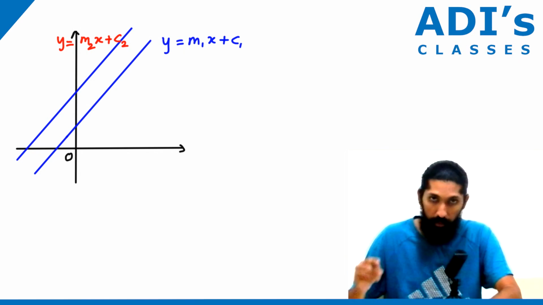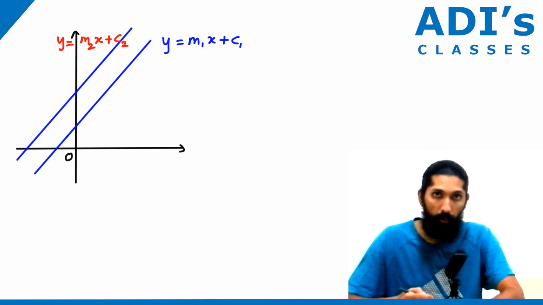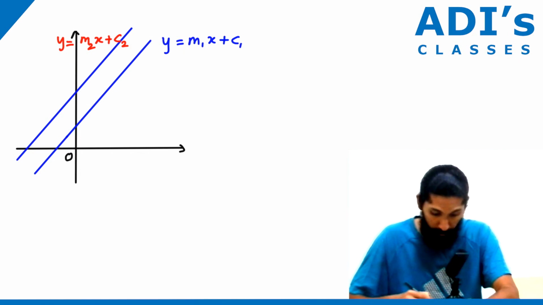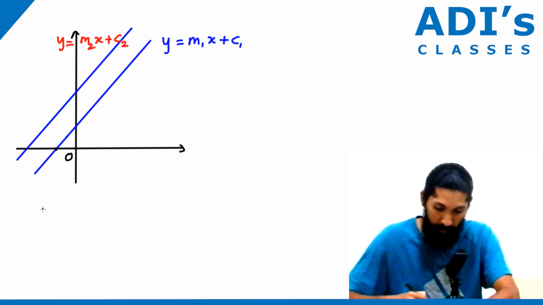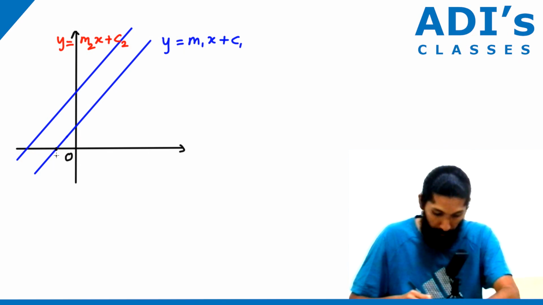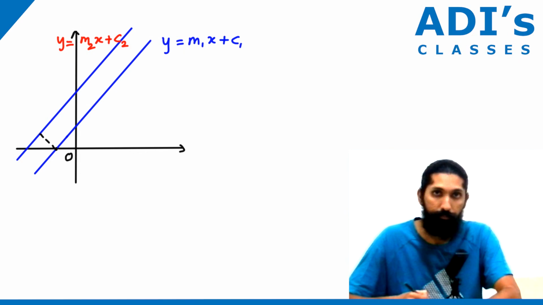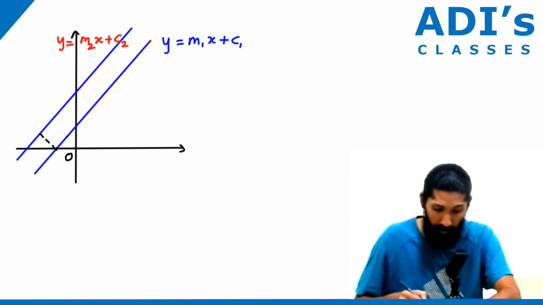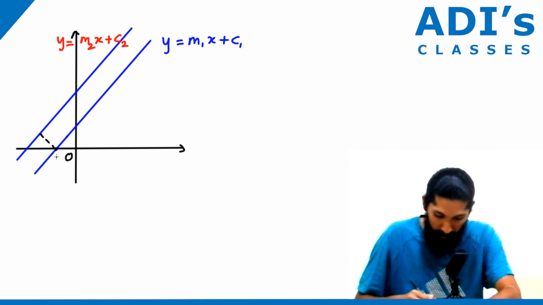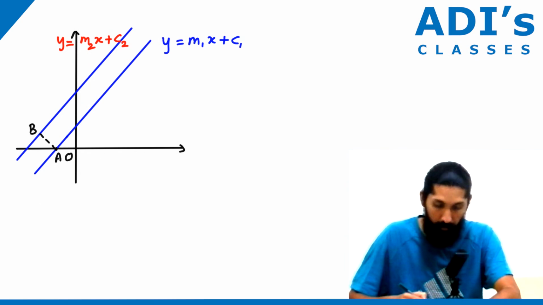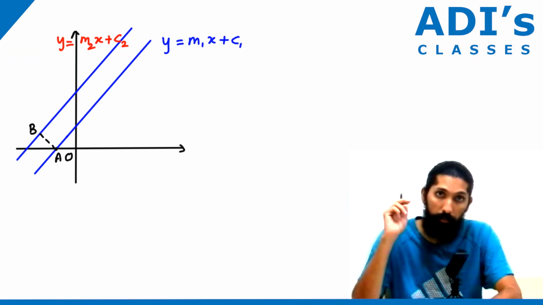Now the perpendicular distance between the two lines can be calculated very easily. We'll take the point on the x-axis, the x-intercept point. From here, we are going to draw a perpendicular. This perpendicular is what we are looking at. Let's say this point is A and this point is B. What we are looking at is the distance AB, correct?